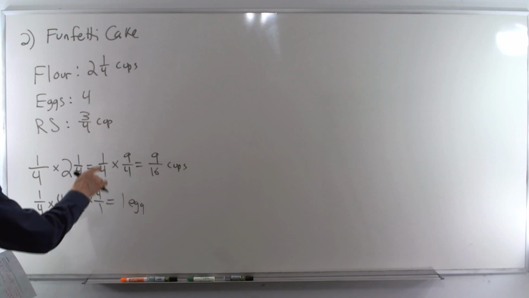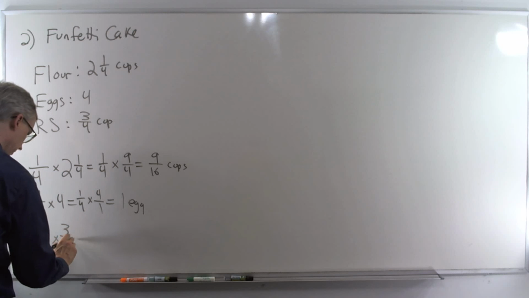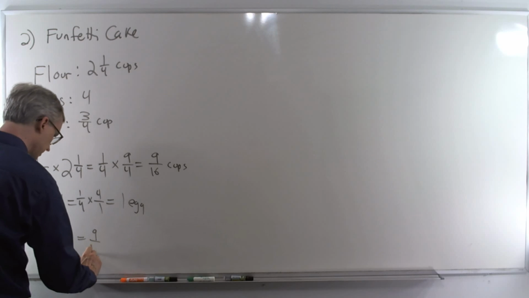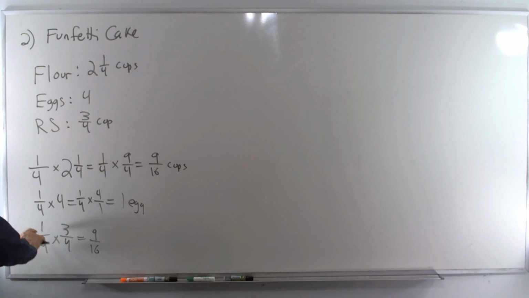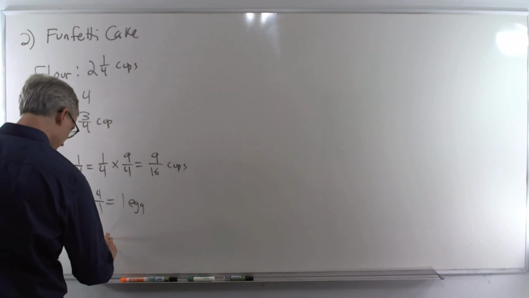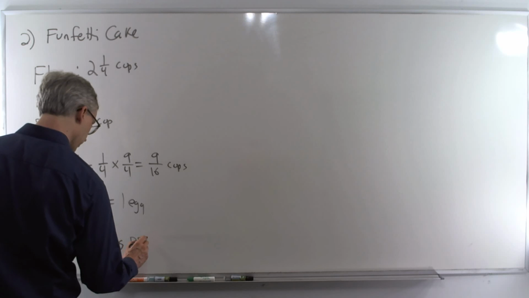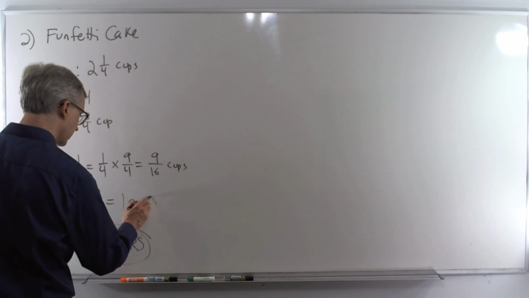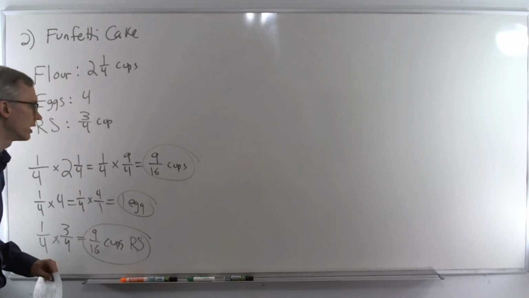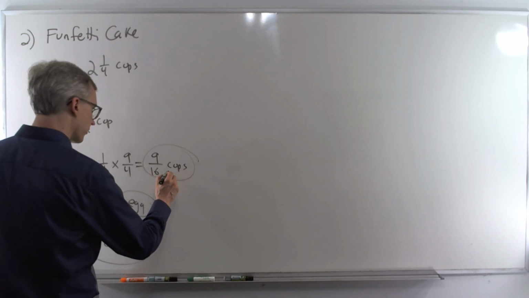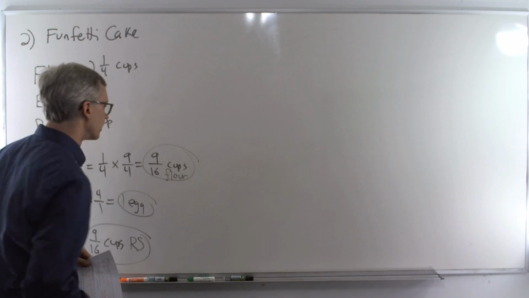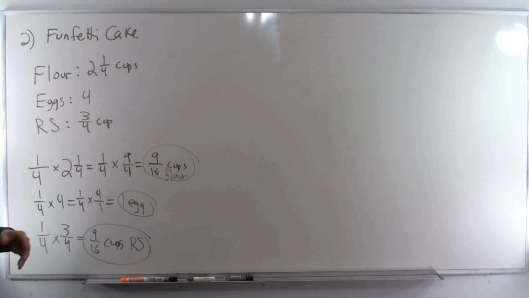Now do 1/4 times 3/4 of a cup of rainbow sprinkles, and it gives us 9/16. We don't have to do anything to it, just multiply straight across. 9/16 cups of, I'm going to abbreviate RS for rainbow sprinkles. Alright, so that's how much we need of each ingredient for the batch for 1.